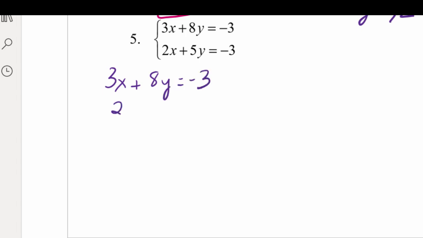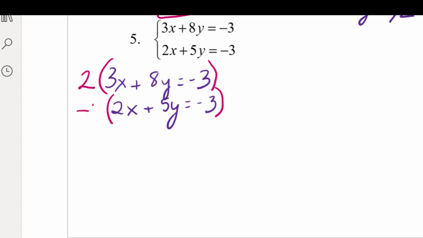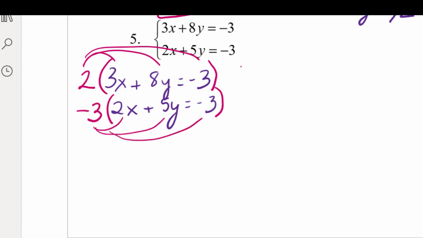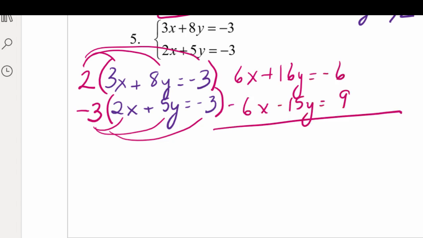All right, so here's our system. And so I'm going to go ahead and leave this one be positive 6x, which means that I'm going to make this next one be a negative 6x. So I'm going to multiply the top equation by a positive 2, the bottom equation by a negative 3. We distribute everywhere, right? Including that right-hand side. Don't forget that. Sometimes my students forget that right-hand side. So be very careful.